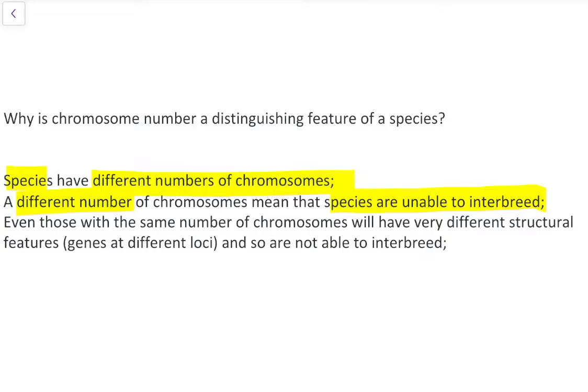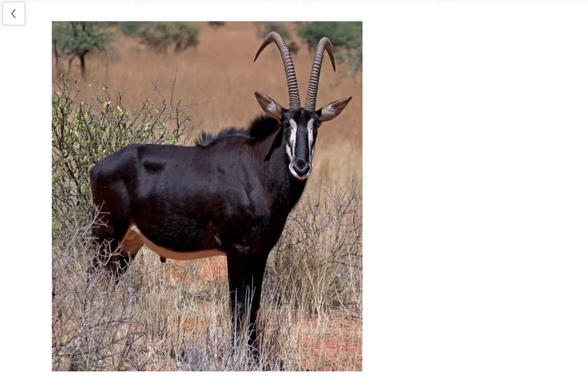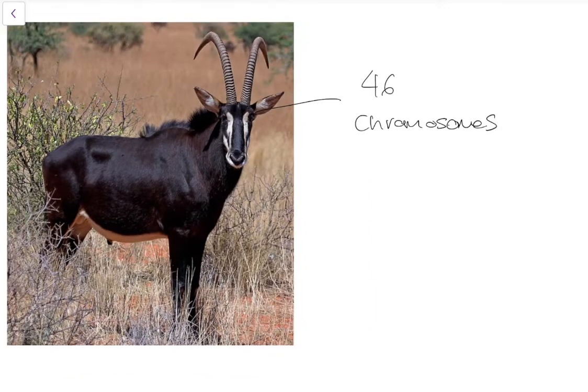So even if you do have the same number of chromosomes, they will have very different structural features. So you can find some species with the same number of chromosomes as humans. So here's a sable antelope. This also has 46 chromosomes. But the antelope's going to have different genes at different locations and different structures to the chromosomes, so there's no way that we could have interbreeding with humans, even if we have the same number of chromosomes.